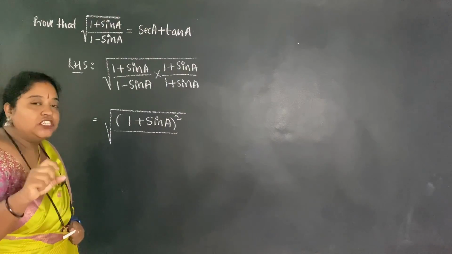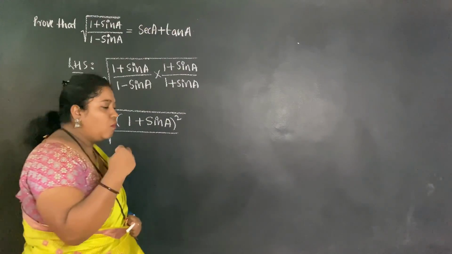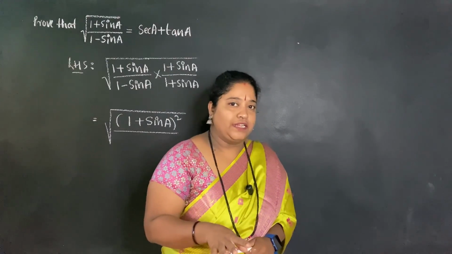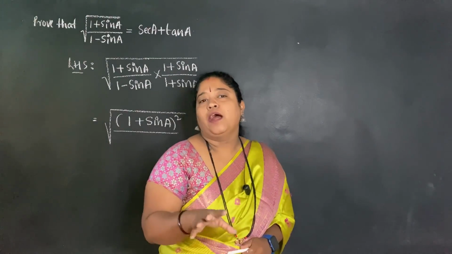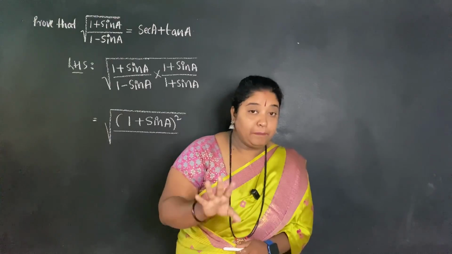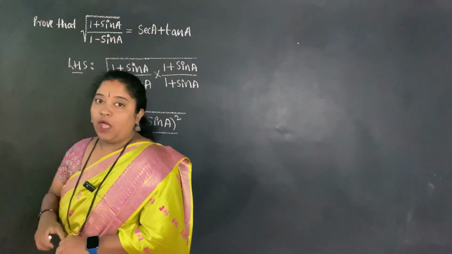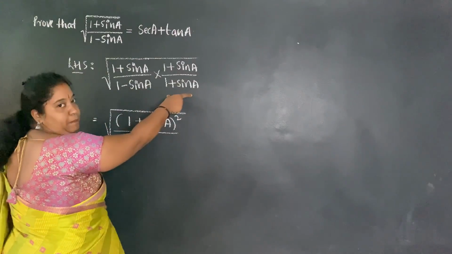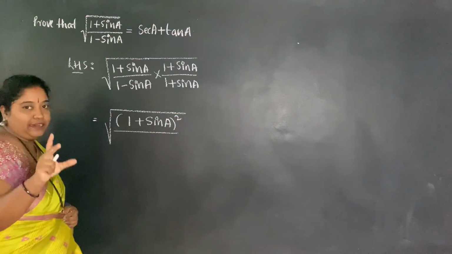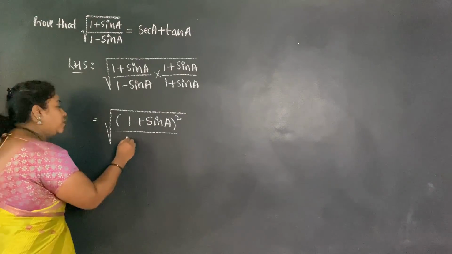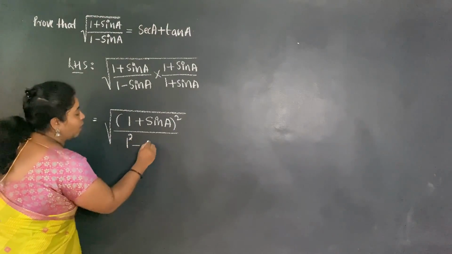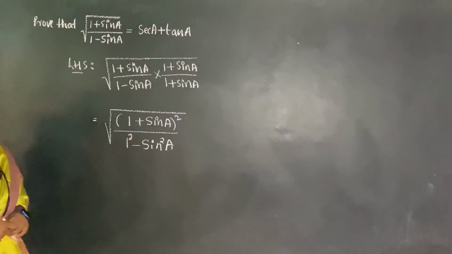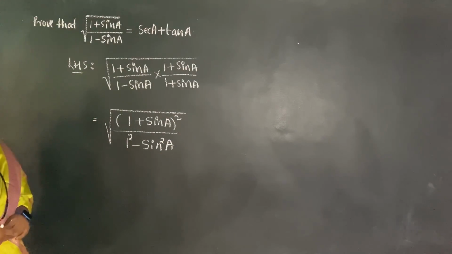Do you remember an algebraic identity? Or else you always remember, whenever you rationalize the denominator part it would always give you (a plus b) into (a minus b). That you have to remember. Now look at the board. (a minus b) into (a plus b), that is a square minus b square. So to do that, what I am going to write here? 1 square minus sine square A. Is it not? 1 square minus sine square A.